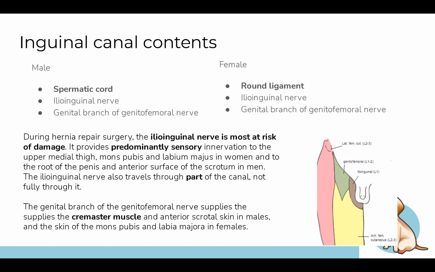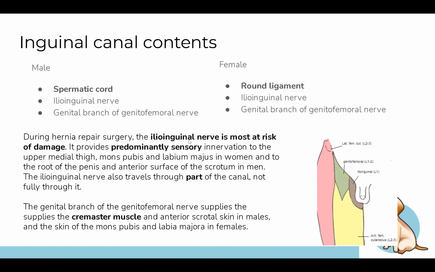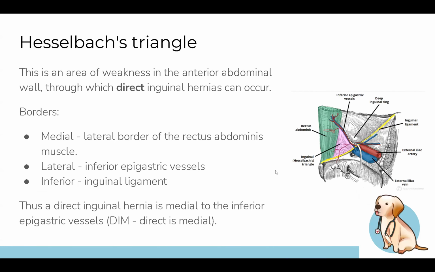And just know that the ilioinguinal nerve doesn't actually travel through the full canal. It sort of enters midway. As opposed to the genitofemoral nerve, which does run all the way through the canal. Yeah, and then the only other important thing is the genital branch of the genitofemoral nerve is a motor nerve, and it provides motor innervation to the cremaster muscle in males. And we'll talk about the cremaster muscle reflex in just a second, so we'll revisit that.